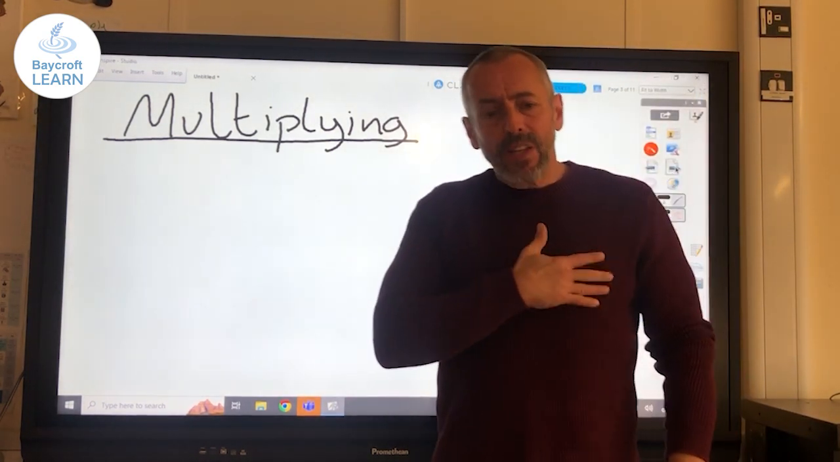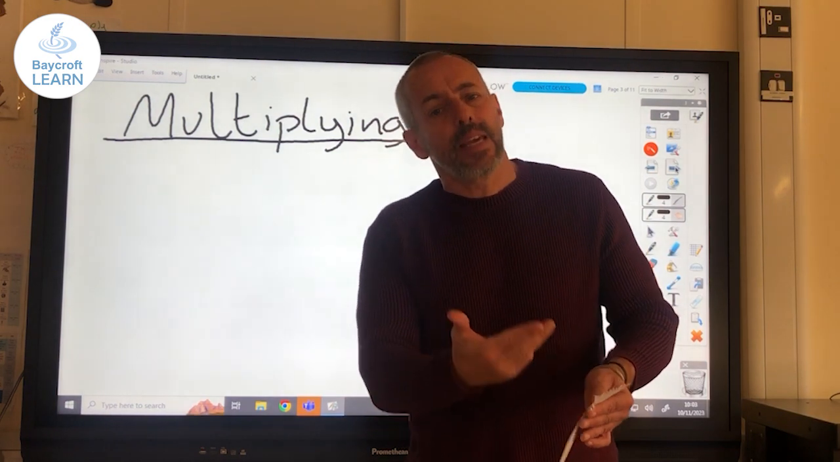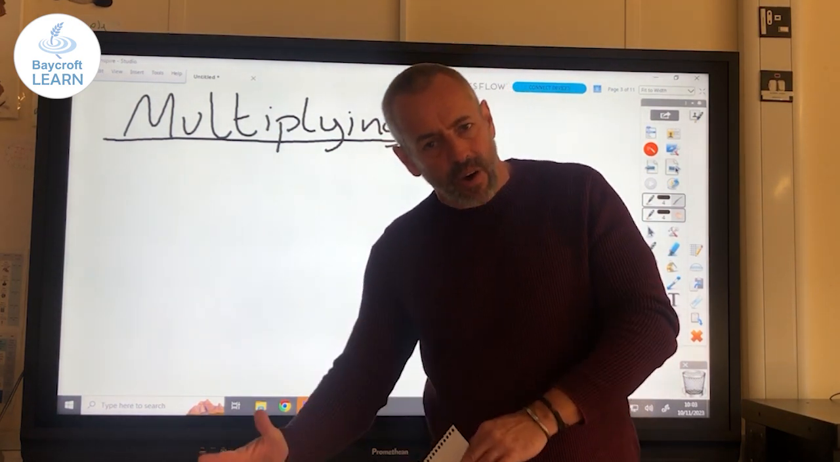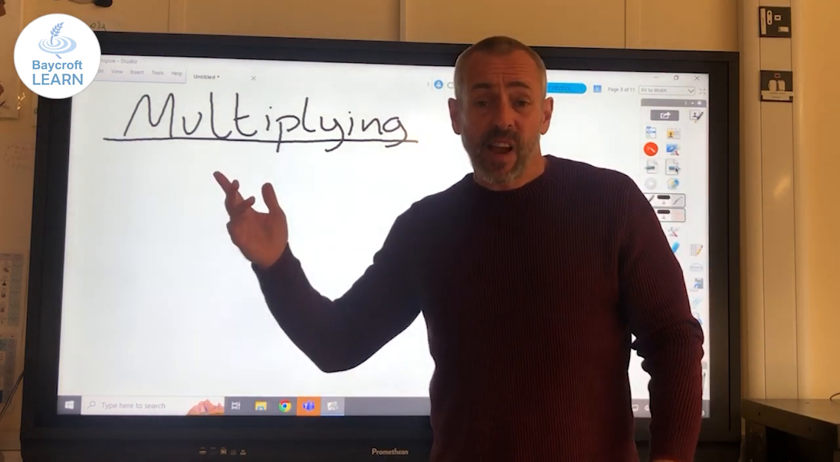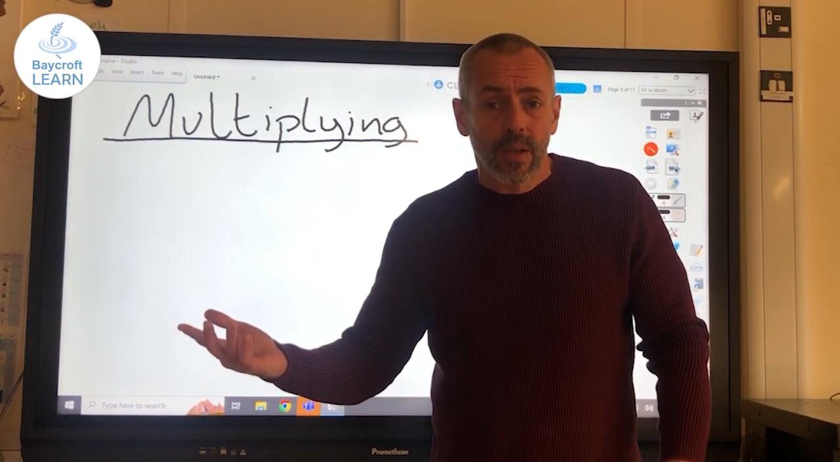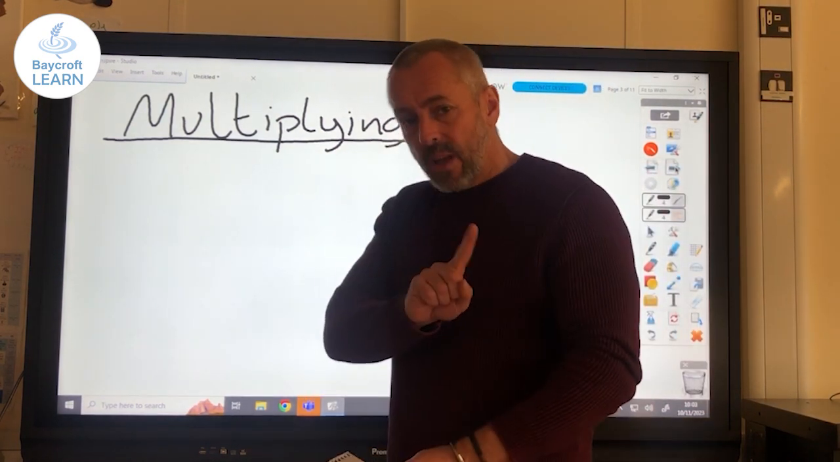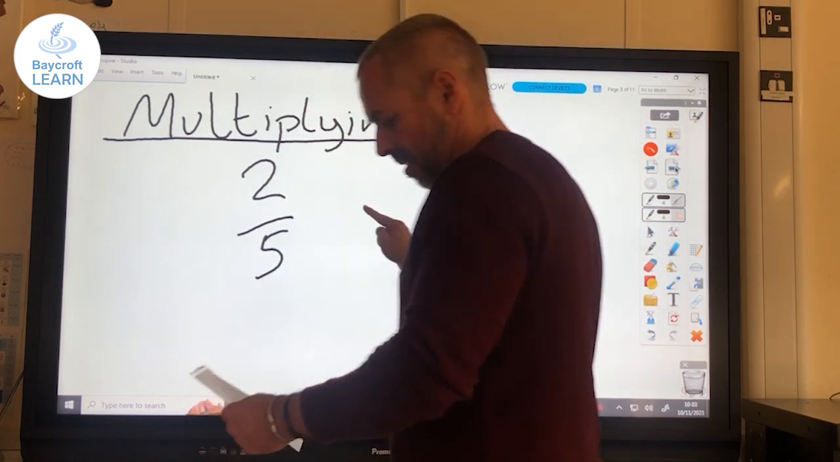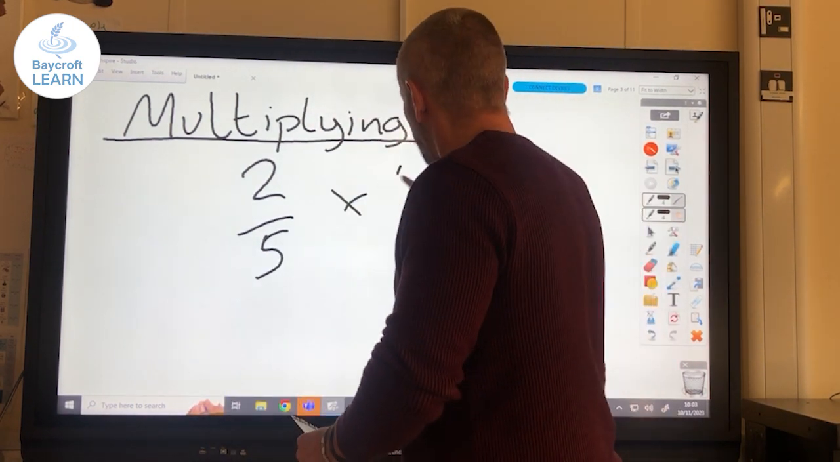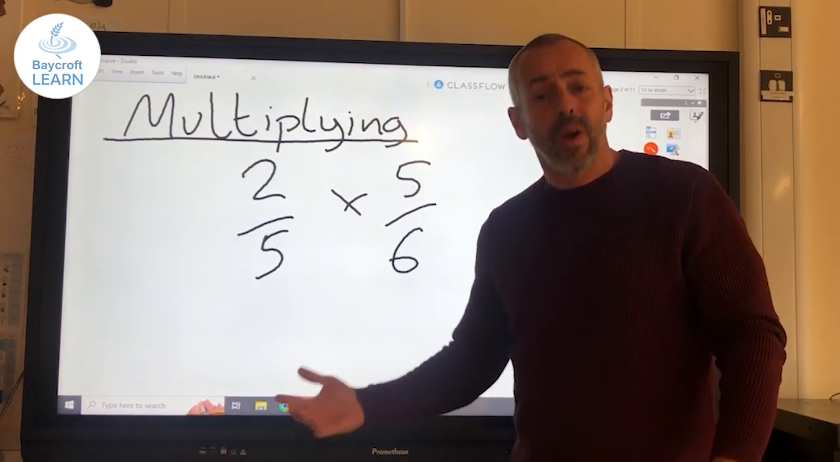Now, when we're talking about operations normally, we love adding and taking away, they're the easiest ones. Then multiplying, we don't like dividing. When it comes to fractions, actually, multiplying fractions is the easiest one, okay? So I've got an example which I've written down here. I'm only going to do one because it really is easy. 2 over 5 multiplied by 5 over 6. Yuck, looks horrible. It's not.